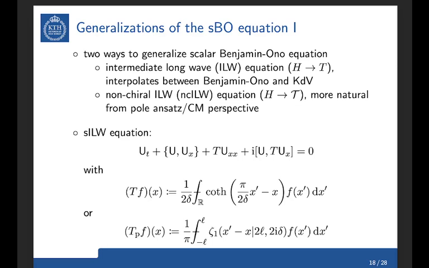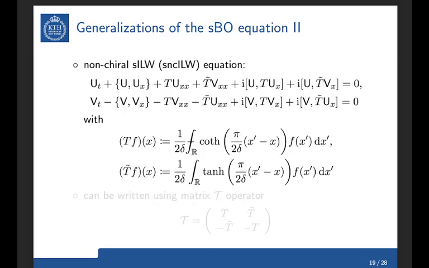But I won't write down the precise definition. We don't need it. This periodic operator will make an appearance a few slides later, but now I want to think about what we get from this second approach, generalizing the spin Benjamin-Ono equation. So we get what we call the non-chiral SILW equation, or the spin non-chiral intermediate long-wave equation.